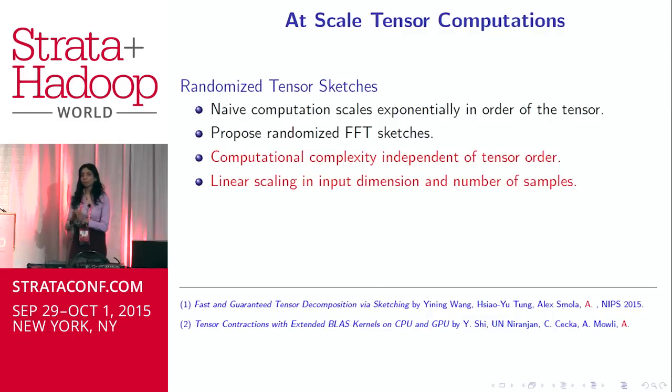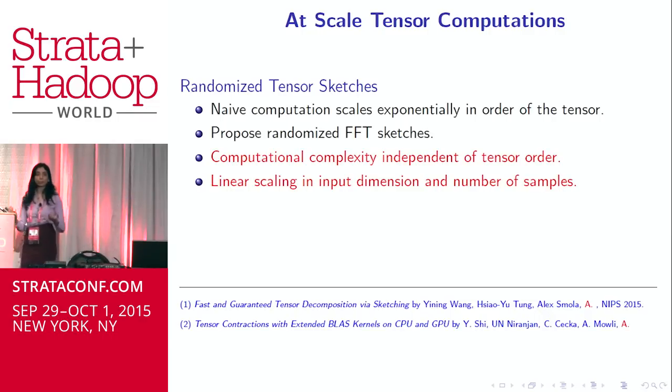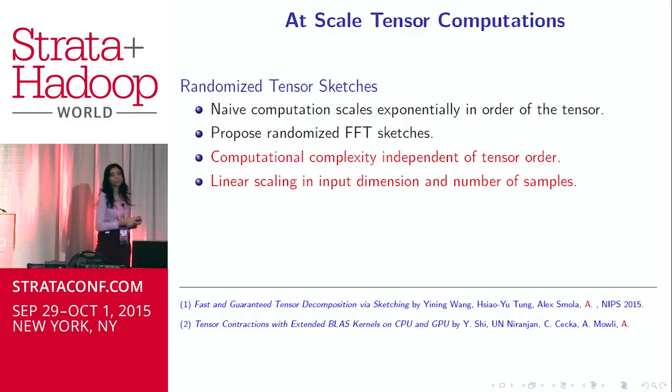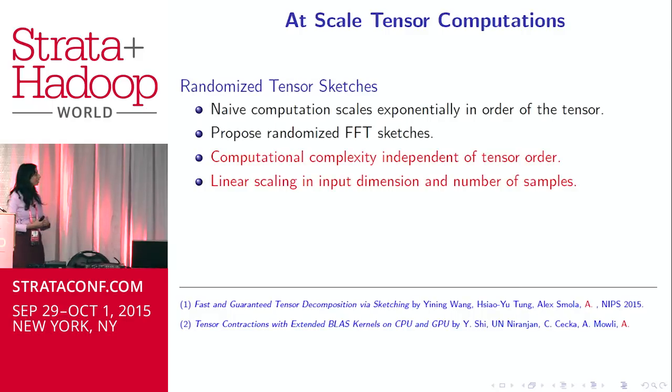So we have another line of work that's looking at making these algorithms practical and scalable. In our NIPS paper that will appear in December, what we show is the use of randomized sketching for tensors to make them efficient even if it's a high order. So if you do naive computation, as you increase the order of the tensor, the computational complexity becomes exponential.